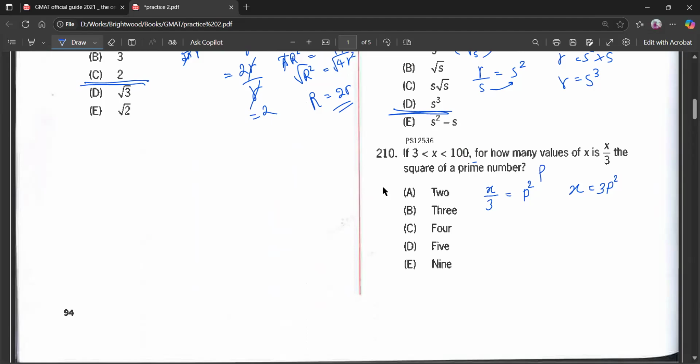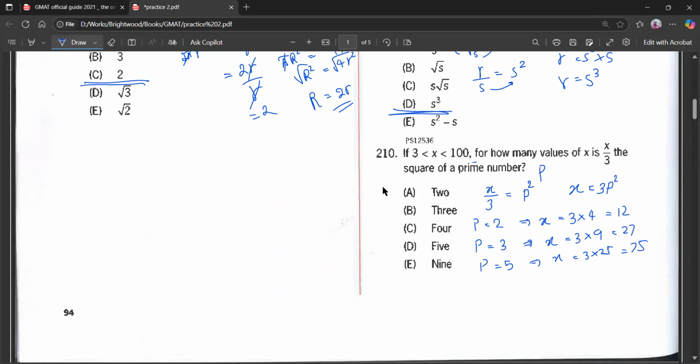Now, if I consider the prime number p equal to 2, what should x equal? 3 times 2 squared, which is 4. It's 12. Okay. Next one. If I consider prime number 3, x equals 3 times 3 squared, 9. It's 27. Yes. If I consider prime number 5, x equals 3 times 5 squared, 25. 75. Next one, 7. 7 squared, yes, it's more than 100. So these three values can be.